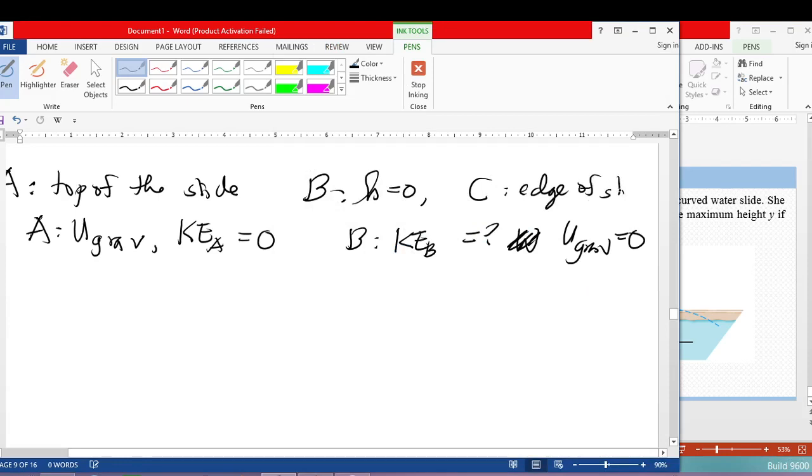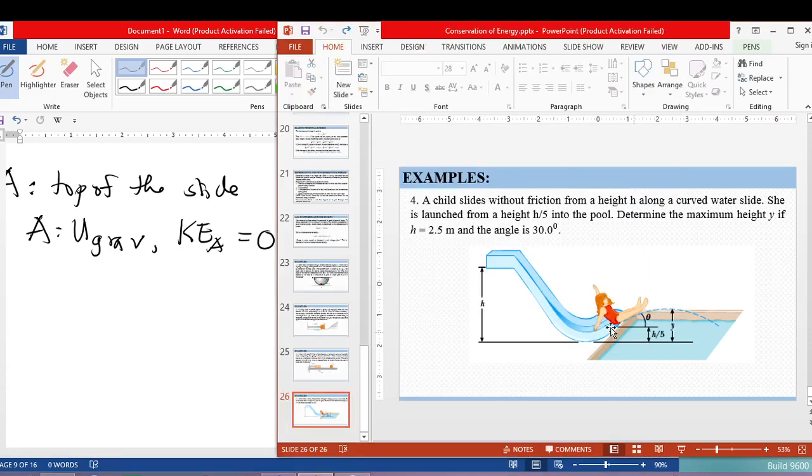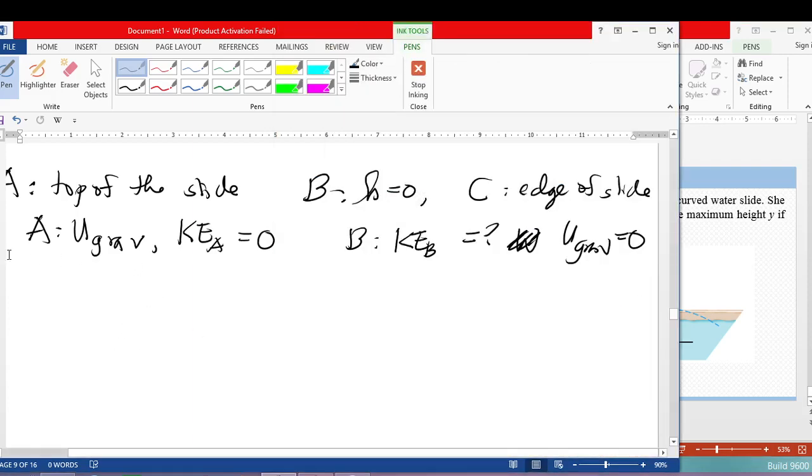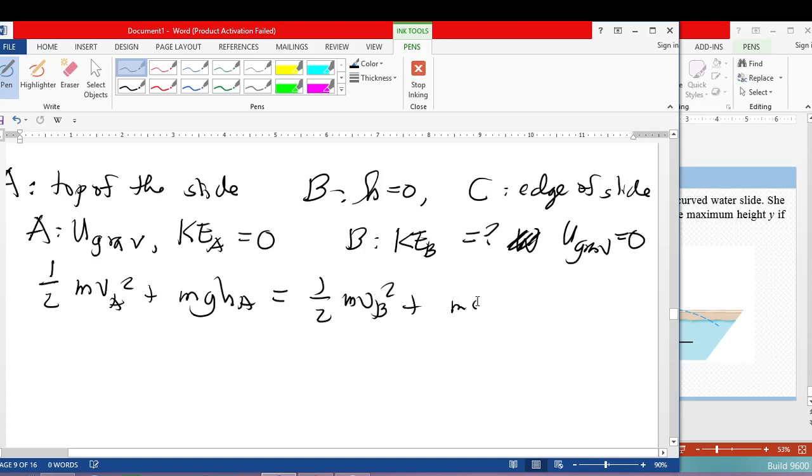So atong pangitaon gyud is the speed at point C. Okay. So yeah, kuhaon nato ang kinetic energy here sa point B diri. So para makaproceed ta sa B to C. So remember, walay friction, so we can directly use 1/2 m va squared plus m g ha equals 1/2 m vb squared plus m g hb.